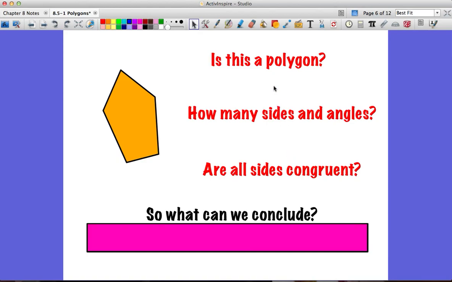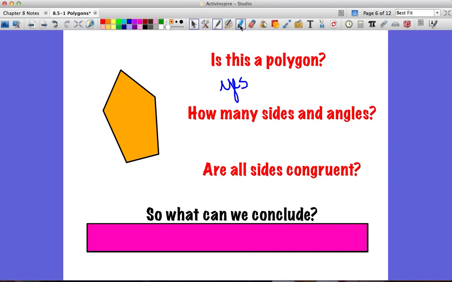Alright, so we're going to decide, is this a polygon? Does it have at least 3 line segments? 1, 2, 3, 4, 5. Yes, it does. Is it closed? Yes, it is. Okay. Does it curve? No, it doesn't. So is this a polygon? Yes, it is a polygon.